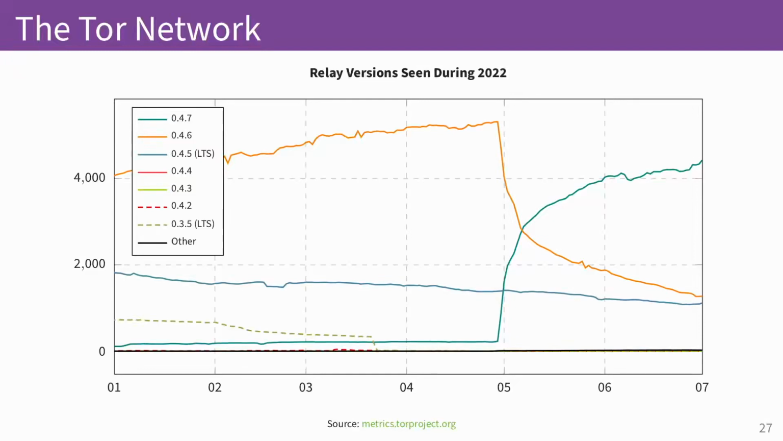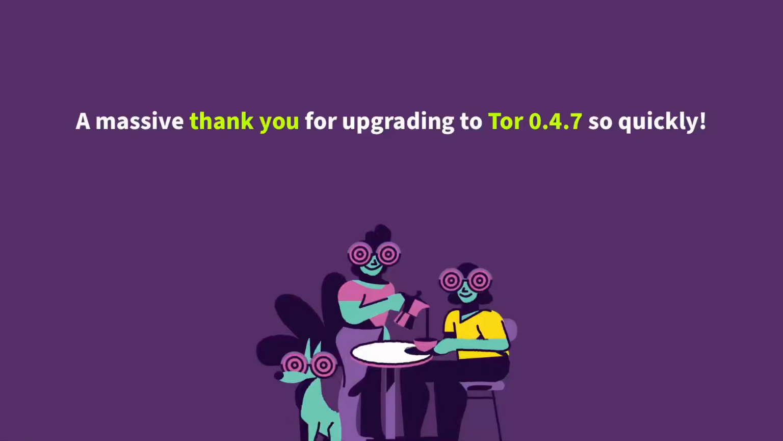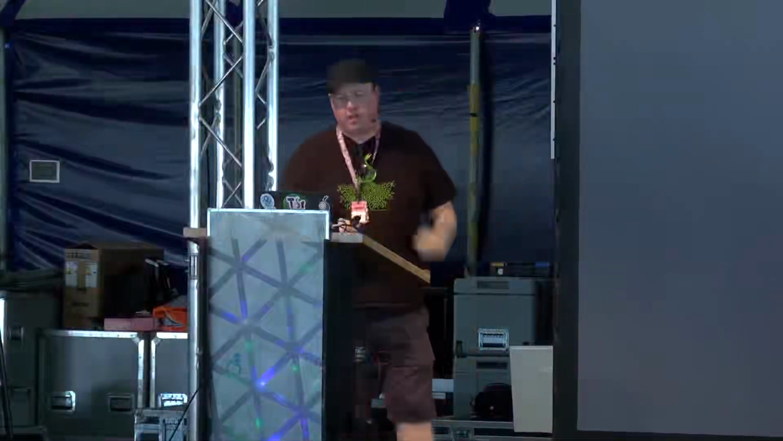It's really, really awesome. Like I said, we released 0.47 stable at the end of April. And we can see very quickly thereafter that relay operators start upgrading from 0.46 to 0.47. So a massive thank you to the people who have been doing this. If you're running relays and you're not upgraded to 0.47 yet, please, when it's not as warm as it is now, go home and upgrade.